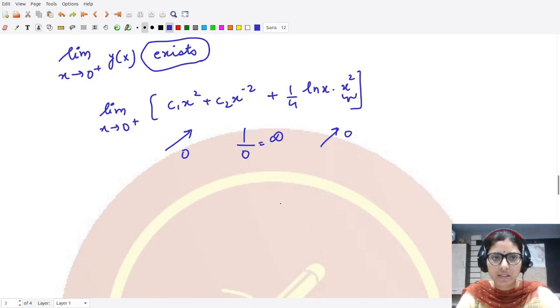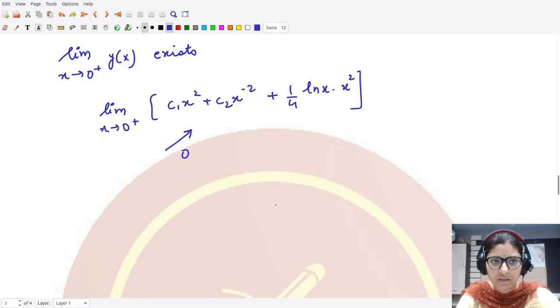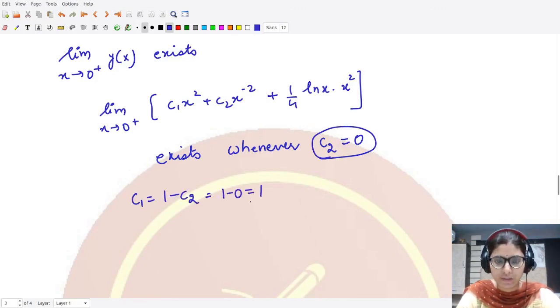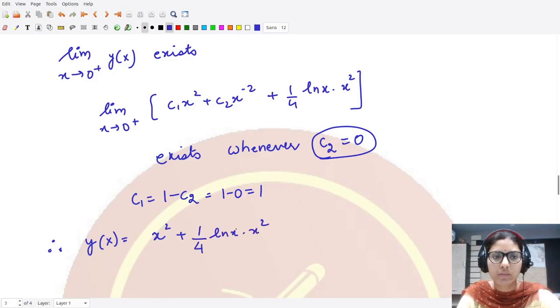So this is achieved whenever this limit exists, whenever c2 is 0, and if you have c2 as 0, your c1, which was 1 minus c2, is 1 minus 0, that is 1 only. So therefore your y of x is equal to c1 times x square. C1 is 1, so you have x square plus c2 which is 0, and the third term was 1 by 4 times ln of x into x square. This is simply your solution.